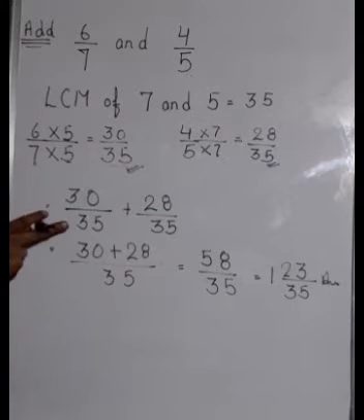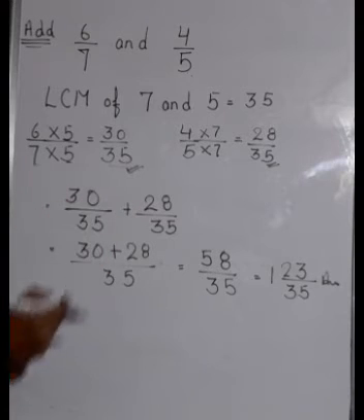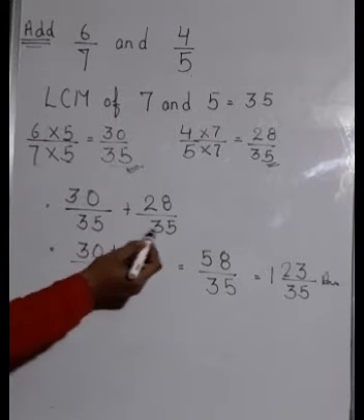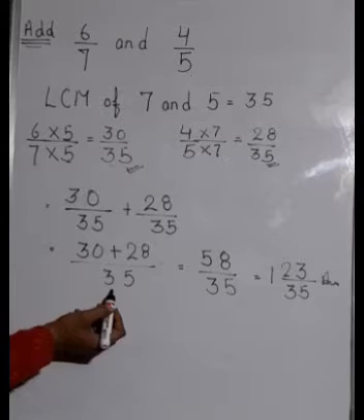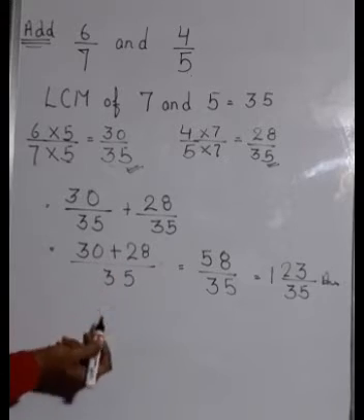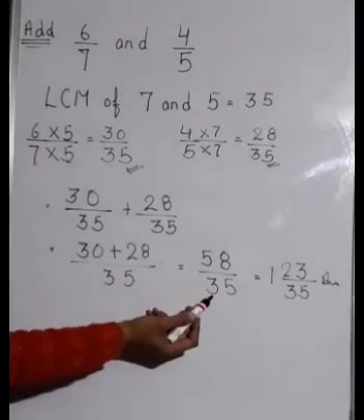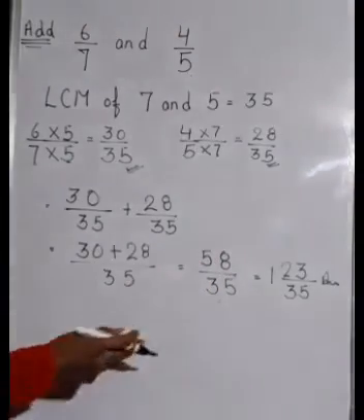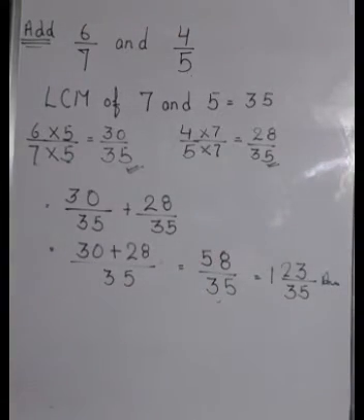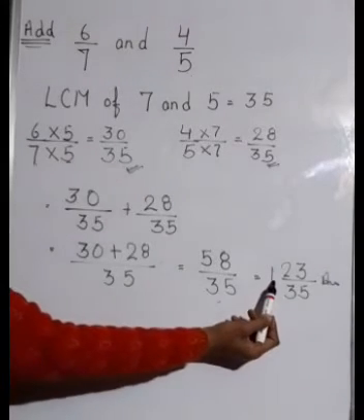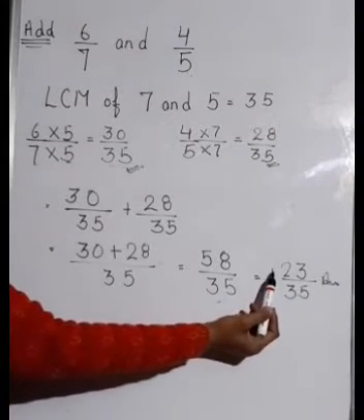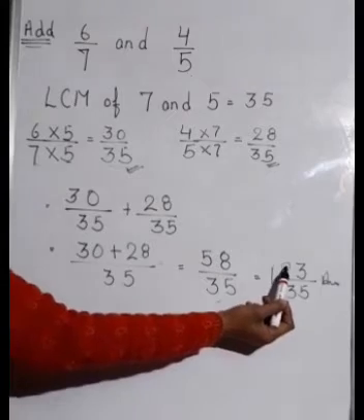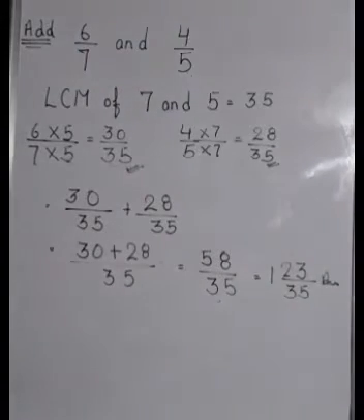So I have written 30 upon 35 plus 28 upon 35. As the denominators are the same, I have written 35, and this is your 30 plus 28. That will be your 58 upon 35. Now this is your improper fraction, so you have to convert this improper fraction into a mixed fraction. So here I have converted it into a mixed fraction, and your answer will be 1 whole 23 upon 35.